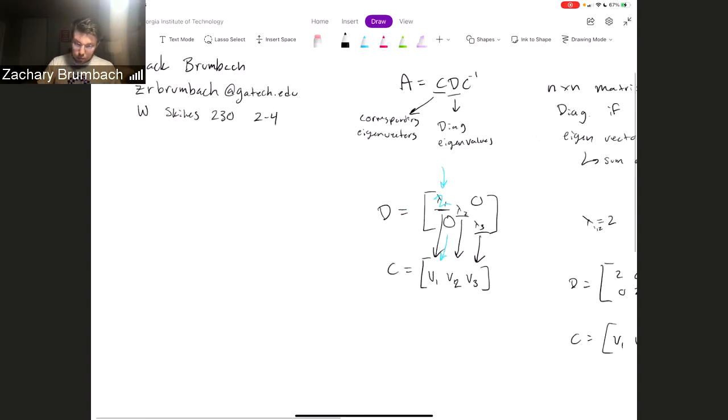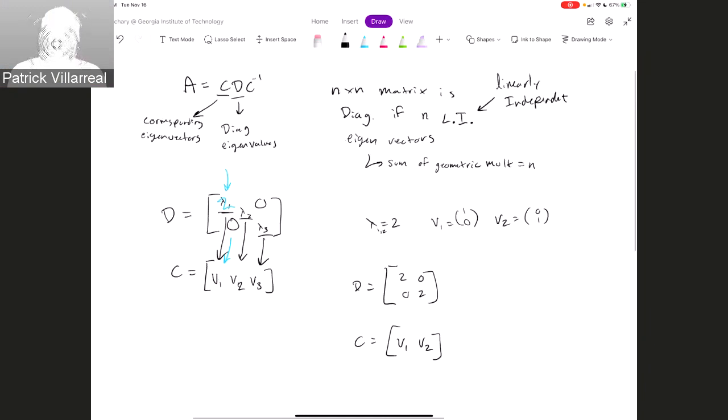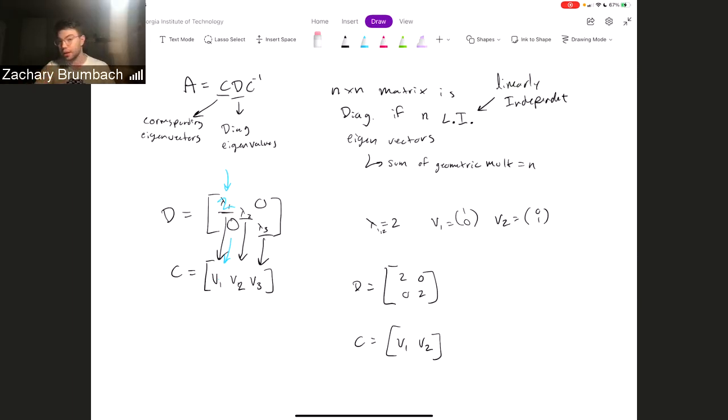Sorry, are you saying that if the matrix has n linearly independent eigenvectors, or are the columns linearly independent, or the rows, for it to be diagonalizable? Okay, so if you have n linearly independent eigenvectors, it is diagonalizable.